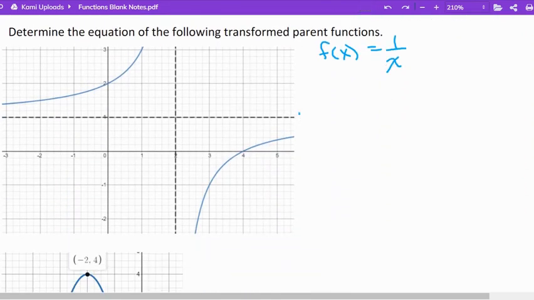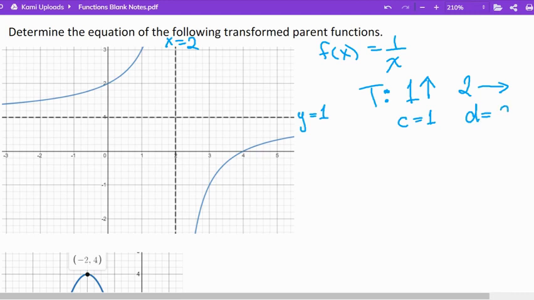What is the equation of this asymptote? Y equals 1. And this one is x equals 2. So what that means is, for the translations, the entire function went 1 up and 2 to the right. Ask a question if this doesn't make sense. And as such, we can determine the C value, which is +1, and the D value, which is +2.